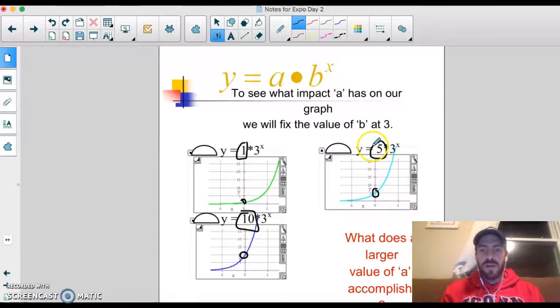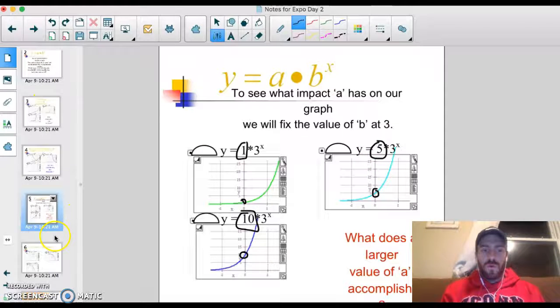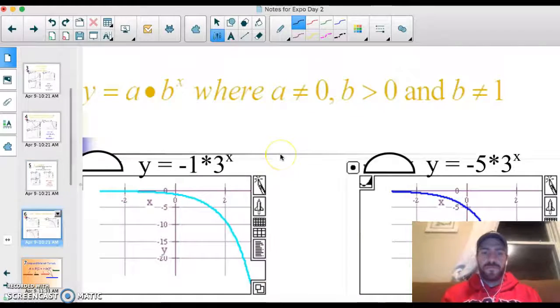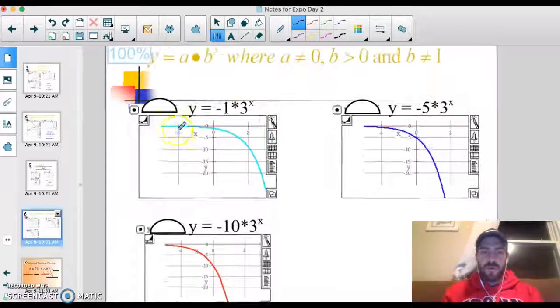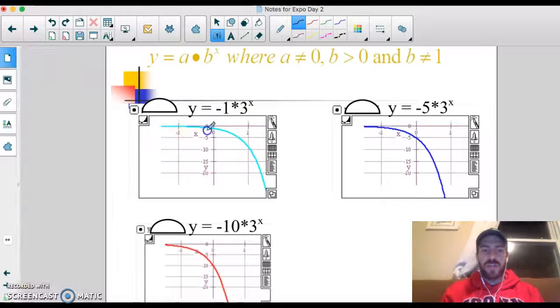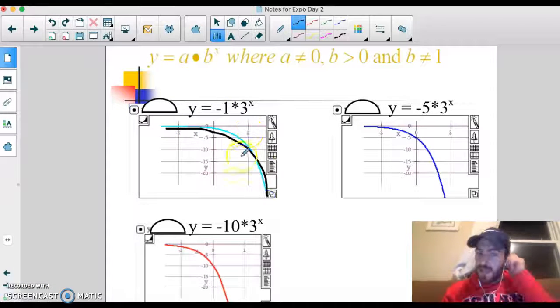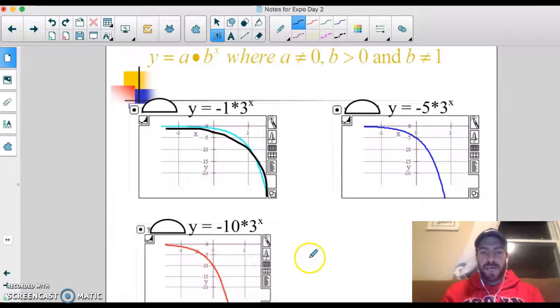So it's either shifting it up, or let's see what happens when it's negative. So if we look at the negative, now the whole graph has been reflected over the x. As it goes positive this way, if it goes towards infinity on the x's, we're going to negative infinity now. And again, that y-intercept is still what that a value is. Negative 10, negative 5.